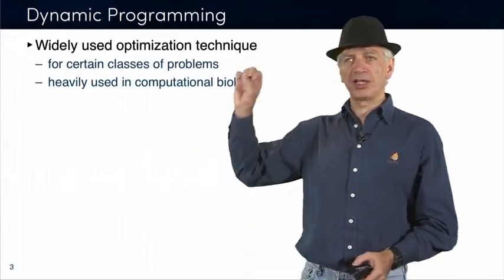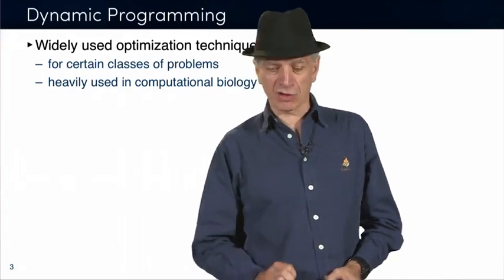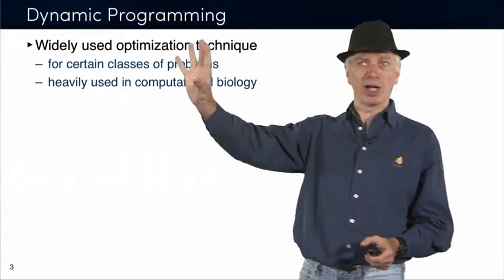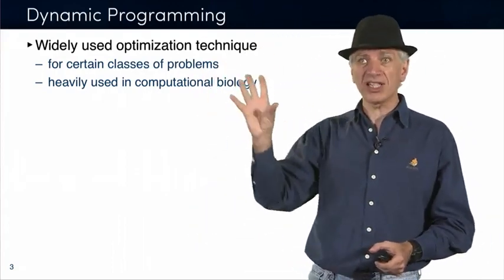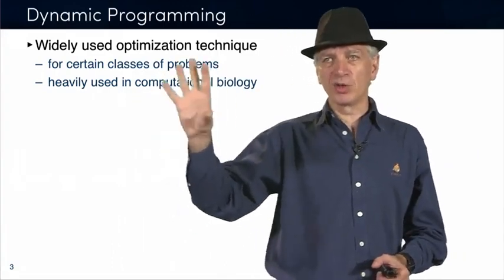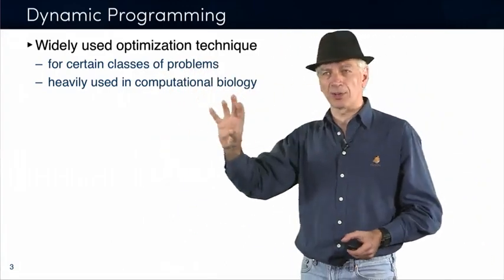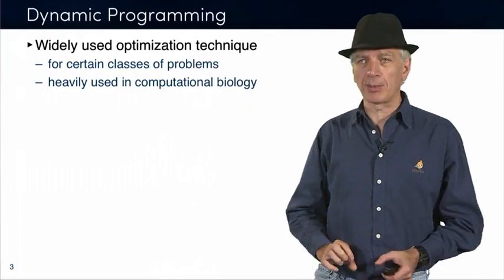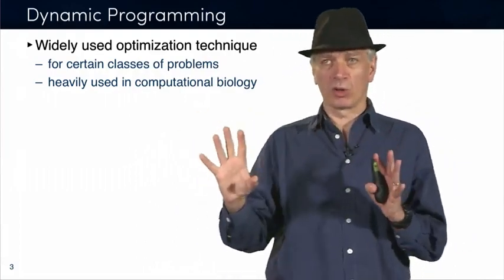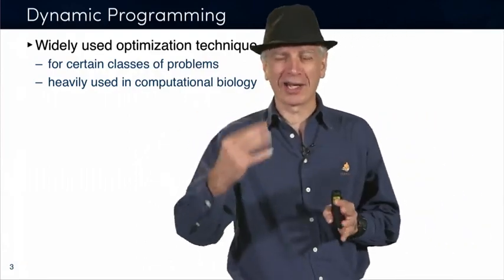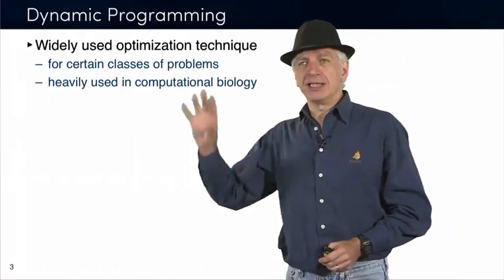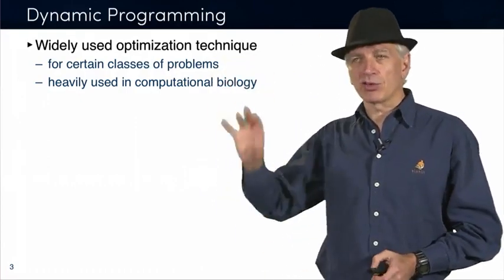Dynamic programming is a very widely used technique when it works really well. For various classes of problems, it works very well. A particular example is computational biology. A lot of the sequencing problems can be solved using dynamic programming. But sometimes it doesn't work at all, and we'll try to give you the intuition why. But this is a very useful technique when it works, as I said.